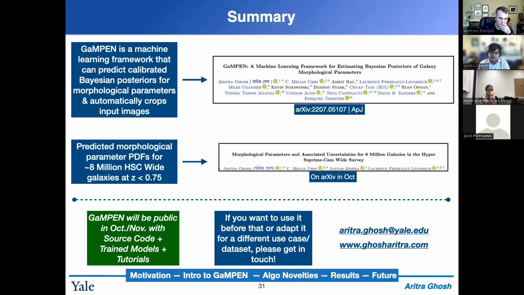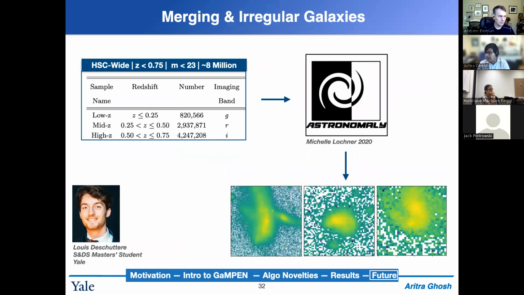Okay. And my other question is about the performance of GaMPEN in deblending sources. Have you tried to look at the performance of the model to deblend some of the sources, especially in the deep data? Yeah. So maybe I don't have a backup slide about deblending, but essentially the two challenges that I did not talk about are mergers and irregular galaxies, and blended galaxies.